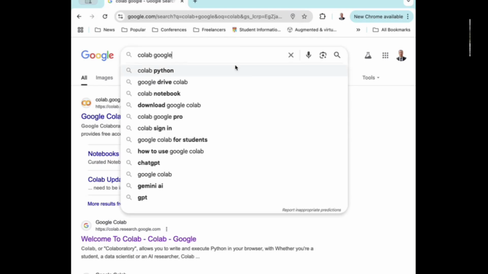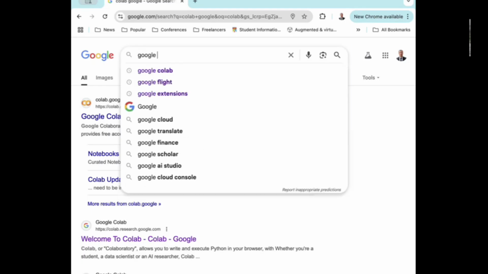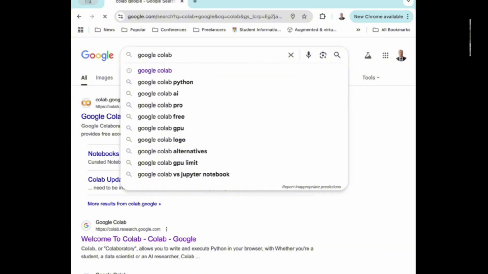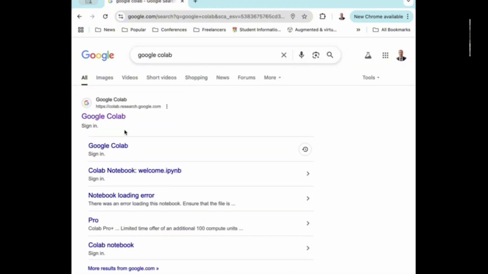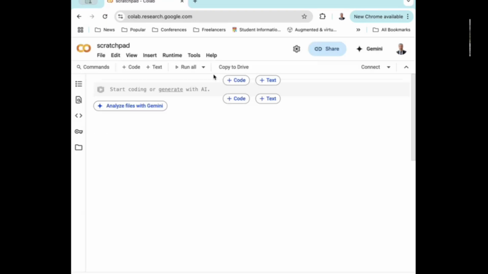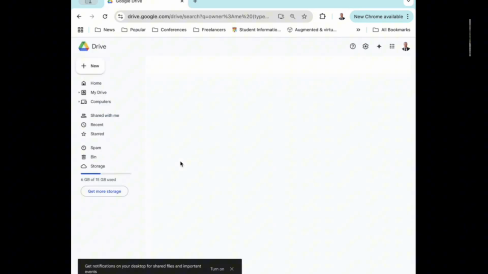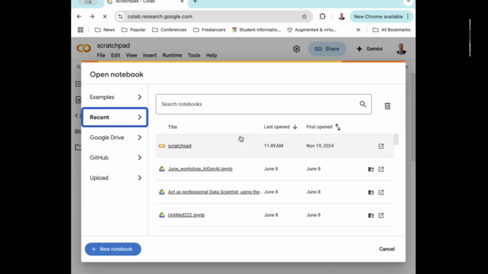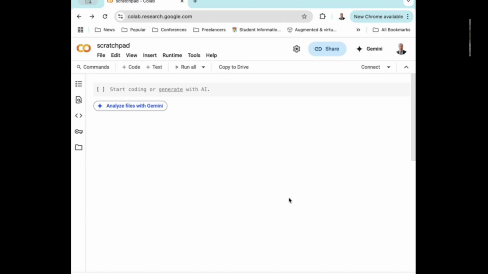So to do the coding, I'm going to use Google Colab. You can just search for Google Colab. And then this is the one. Click on it. Then you are going to be directed to a page where I think you need to sign in. Yes, you need to sign in with your Gmail account.